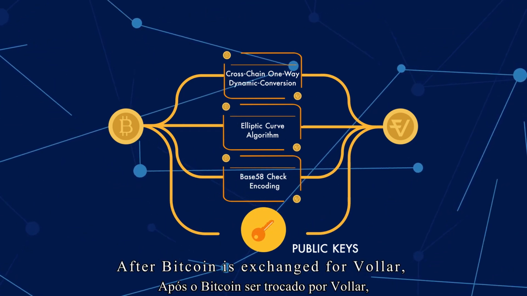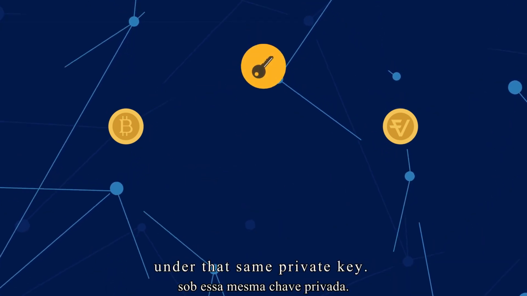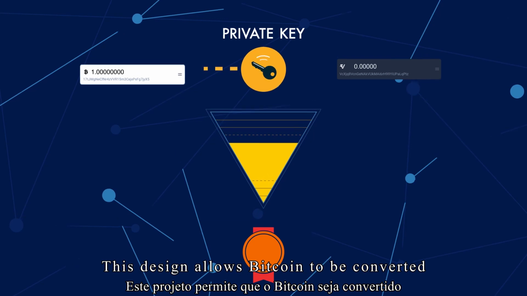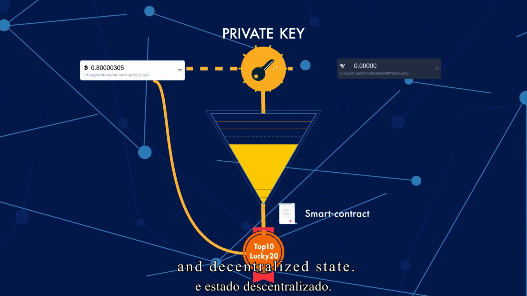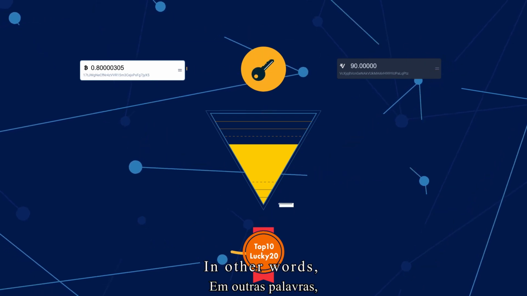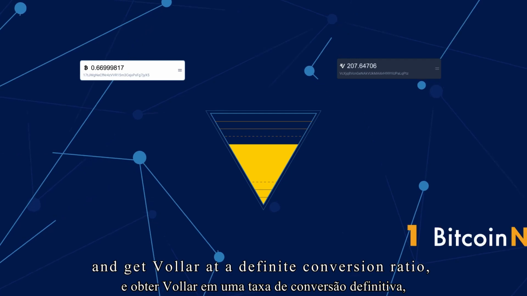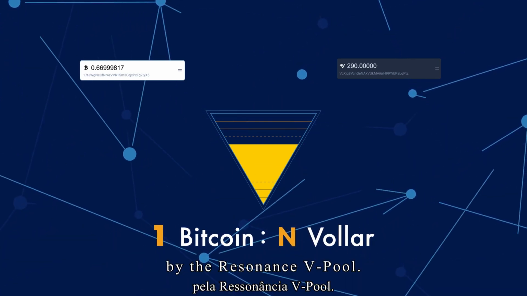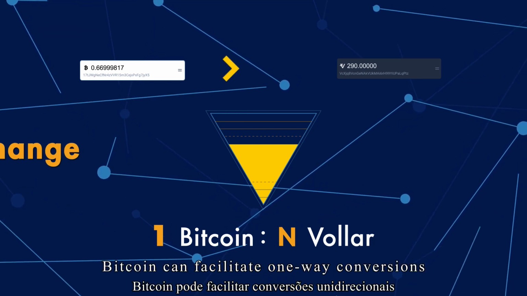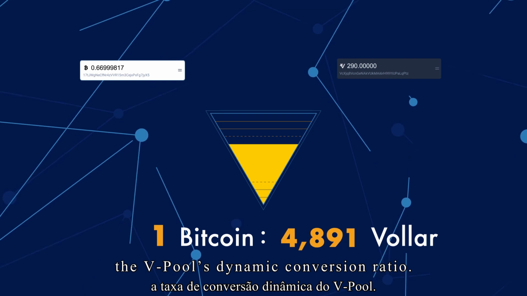After Bitcoin is exchanged for Vollar, this Vollar will be deposited to a VDS address under that same private key. This design allows Bitcoin to be converted for Vollar under a completely anonymous and decentralized state. In other words, Bitcoin users can put their own Bitcoins through resonance trade and get Vollar at a definite conversion ratio, which is decided by the resonance V-pool. In resonance trade, Bitcoin can facilitate one-way conversions with Vollar according to the V-pool's dynamic conversion ratio.